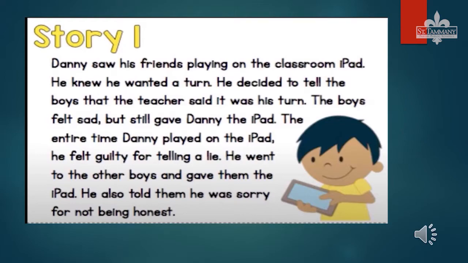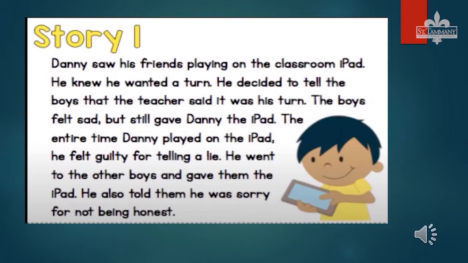Danny saw his friends playing on the classroom iPad. He knew he wanted a turn. He decided to tell the boys that the teacher said it was his turn. The boys felt sad, but still gave Danny the iPad. The entire time Danny played on the iPad, he felt guilty for telling a lie. He went to the other boys and gave them the iPad. He also told them he was sorry for not being honest.